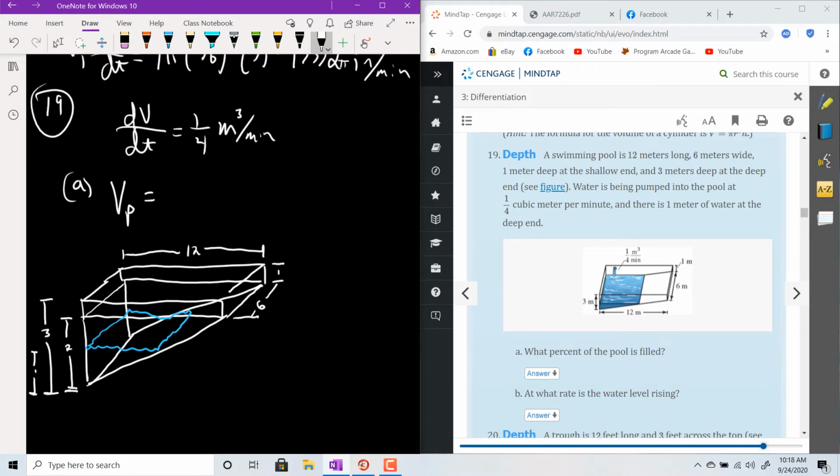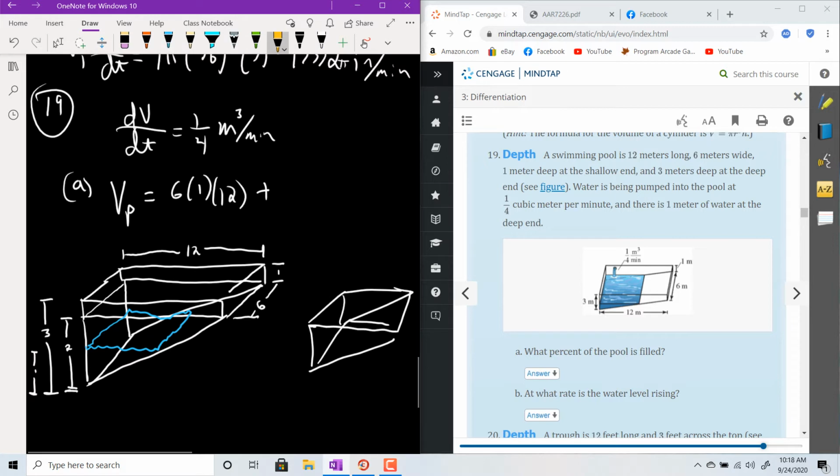Okay, so the volume of the pool, there's 2 parts, right? There's that rectangular solid part, and the volume of that is just length times width times height. So 6 times 1 times 12. And then there's this other triangular bit, this wedgy thing. You take the area of the triangle and multiply it by the depth. So you need the area of this triangle in the front here, and then you multiply the area of that triangle by 6, and that'll give the volume of that triangular wedge.